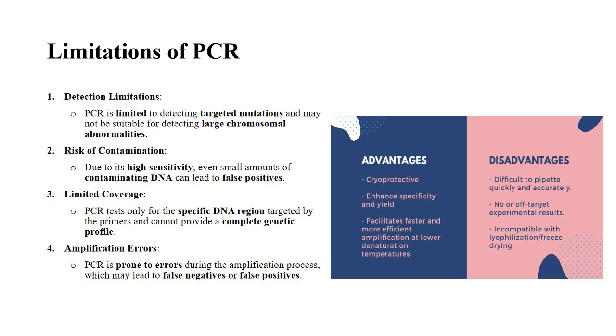B. Risk of contamination. PCR is highly sensitive, so it is susceptible to contamination. Even trace amounts of foreign DNA in the lab can lead to false positives, which is why proper laboratory techniques are essential. C. Limited coverage. PCR can only detect the regions of DNA that are targeted by the primers. It cannot provide a comprehensive overview of the entire genome, which limits its use for whole genome analysis or detecting multiple mutations across a gene.